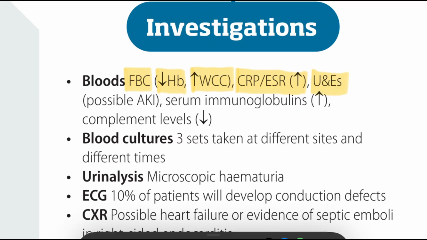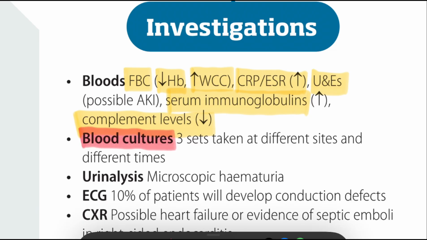Next we can do urinary analysis and culture for checking possible acute kidney injury, and kidney function tests. Serum immunoglobulin will increase and complement levels will reduce. So next we can do the blood culture.